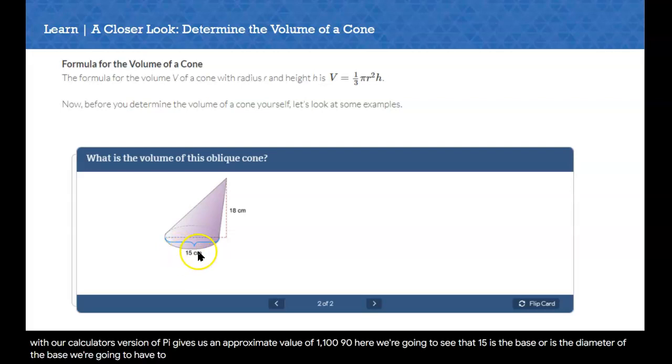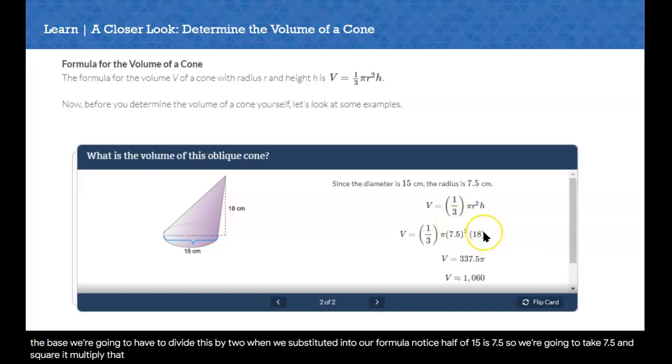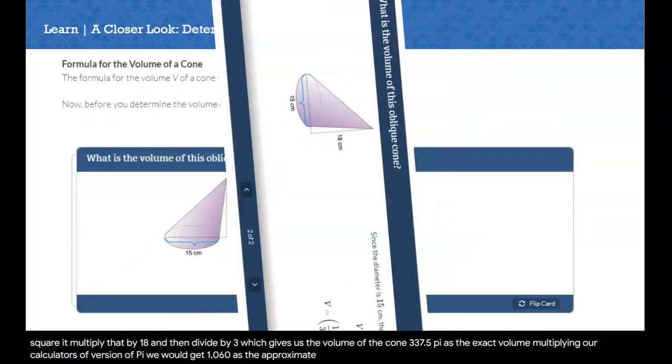Here we're going to see that 15 is the diameter of the base. We're going to have to divide this by 2 when we substitute it into our formula. Notice half of 15 is 7.5. So we're going to take 7.5 and square it, multiply that by 18, and then divide by 3, which gives us the volume of the cone, 337.5 pi as the exact volume. Multiplying by our calculator's version of pi, we would get 1060 as the approximate value.